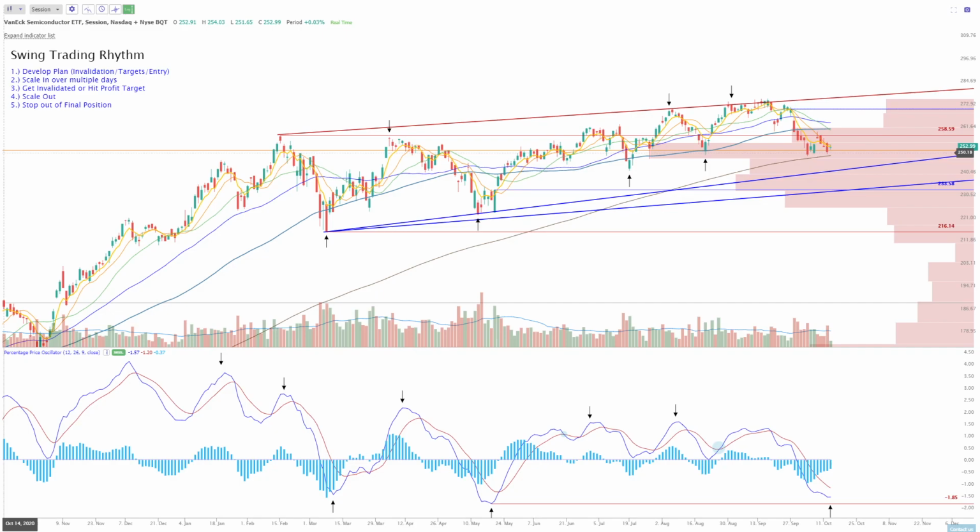So in this video, the first thing you have to do is develop the plan, right? Then how do we enter? What do we do when we're in the market, right? How do we use the computer to do it for us? We have to use the computer to trade. And then how we look to either be invalidated or hit some profit targets. And then ultimately, when does the trade end? When do we move on to the next trade, right? Stop out of the final position.